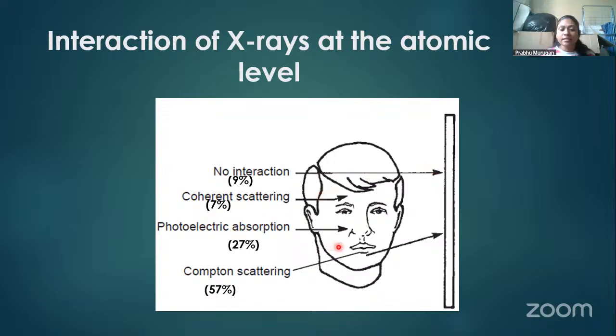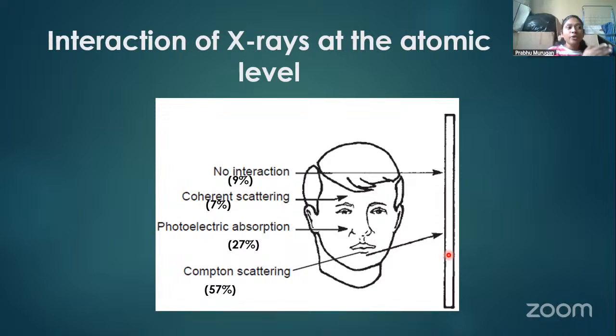Then there is photoelectric absorption, where 27% of the incoming X-rays are going to interact with your tissues. And then Compton scattering, almost 57 percent. It's like the major thing, right? And it is going to contribute to the formation of the final radiographic image. So these are the three main types of interactions: your Compton scattering, photoelectric absorption, and coherent scattering.